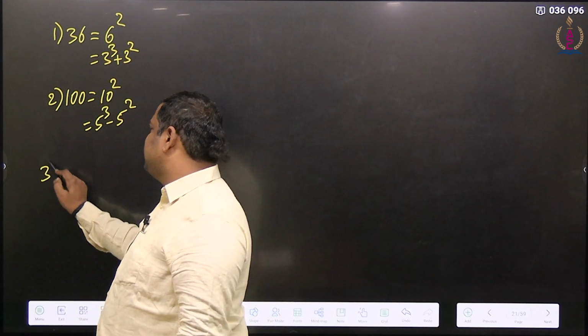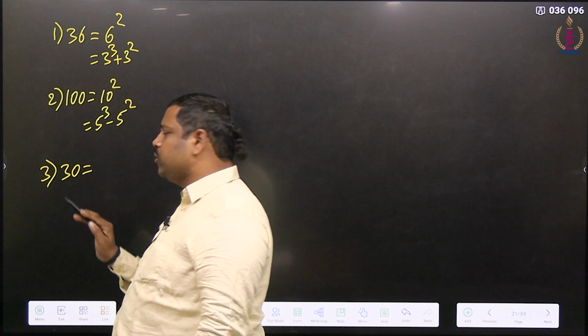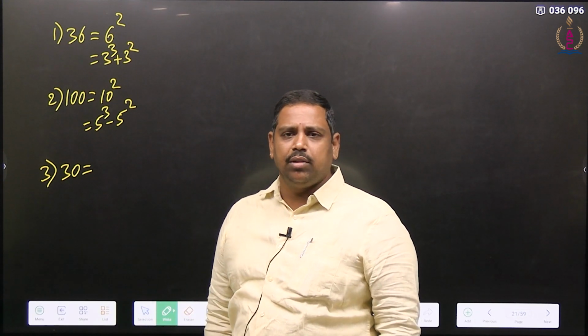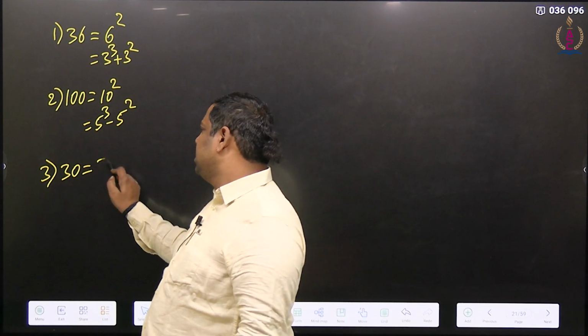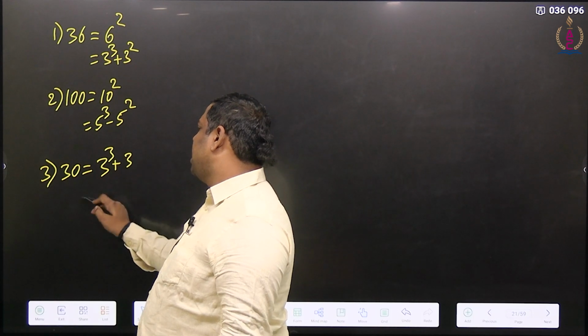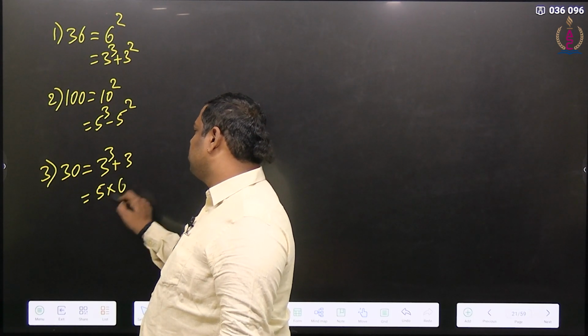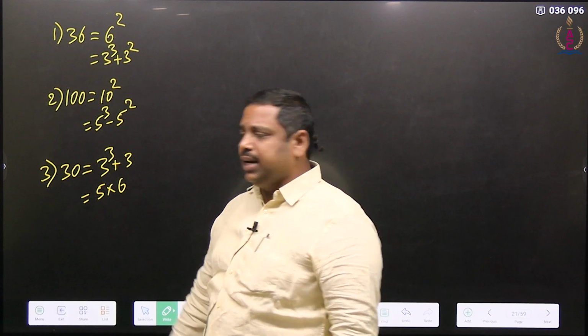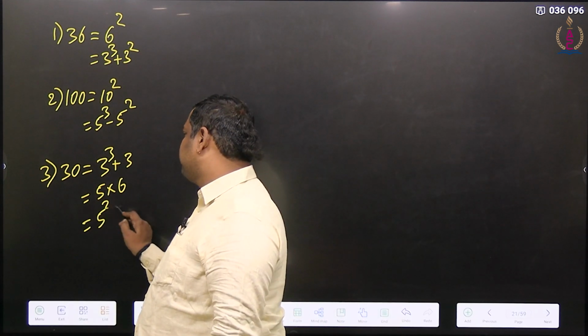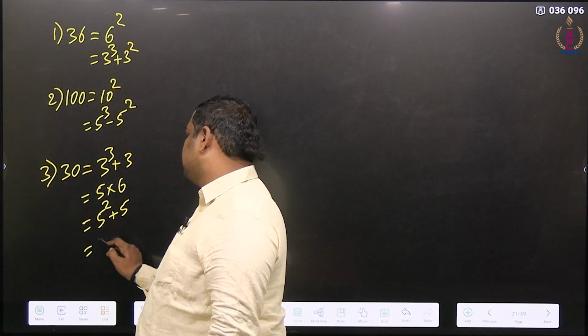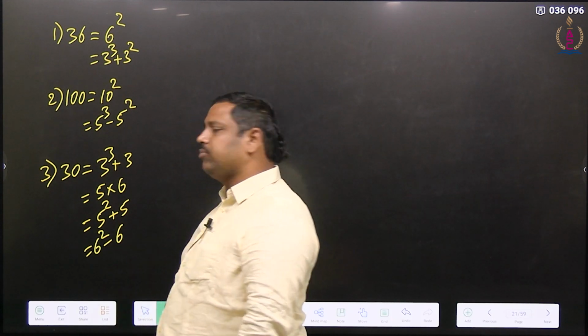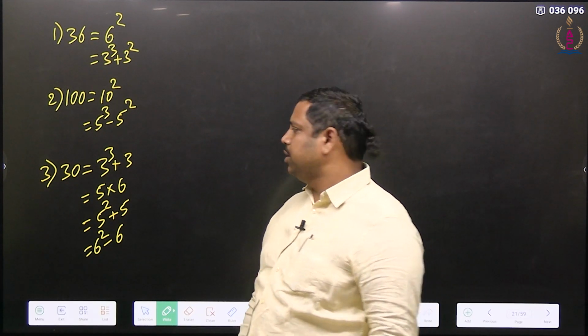So, in general, by seeing 30, what is the idea you will get? 3 tens are 30, yes or no? Nothing else, right? Now you will get an idea that it is 3 cube plus 3, and it is nothing but product of 2 consecutive natural numbers 5 into 6, and it is nothing but 5 square plus 5, and it is nothing but 6 square minus 6. Am I right or wrong? Okay. Next one.